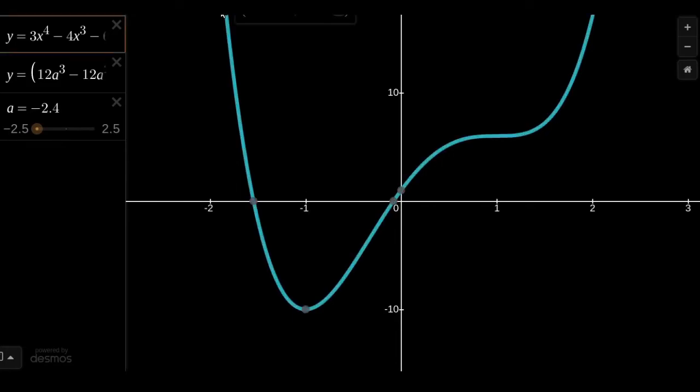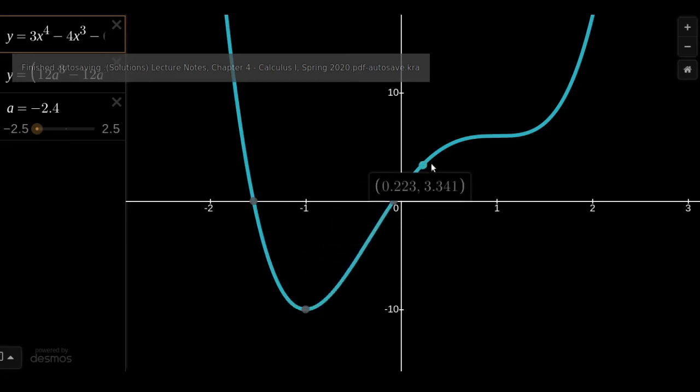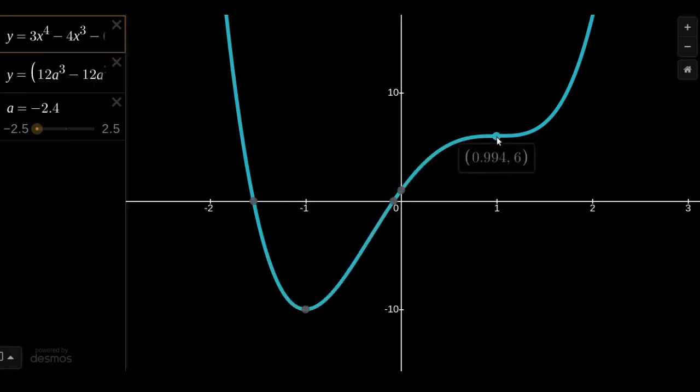So here's our function. What we saw in the problem is that at negative 1, the function had a local minimum. And then at 1, the function had neither a maximum nor a minimum. Okay, neither a local max nor a local min.